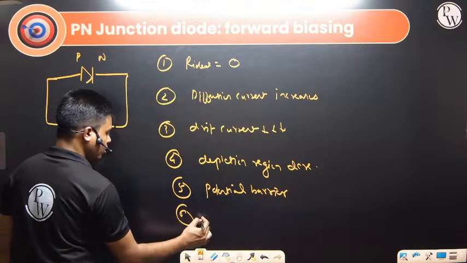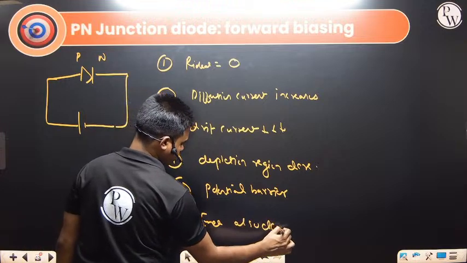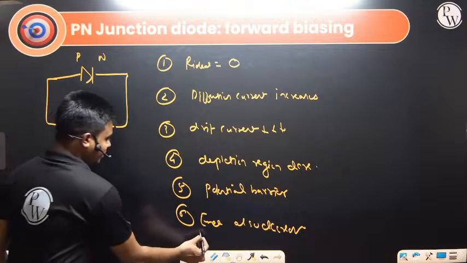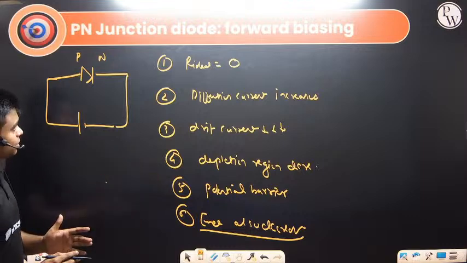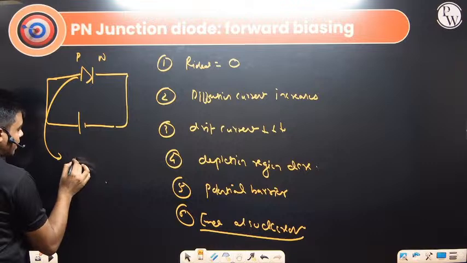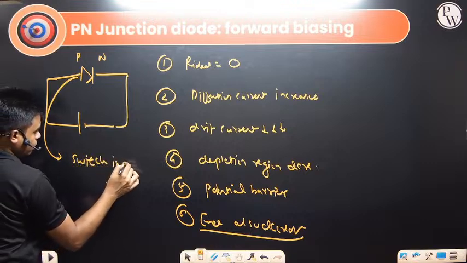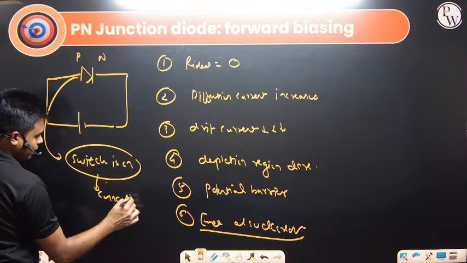Net electric field value also decreases. So in this case, during forward bias condition, the resistance of the ideal diode will be 0. And this diode, if it is ideal, acts as a switch. Switch is on, like that current will be flowing. It will behave as a connecting wire.